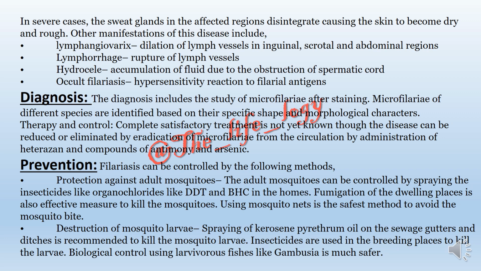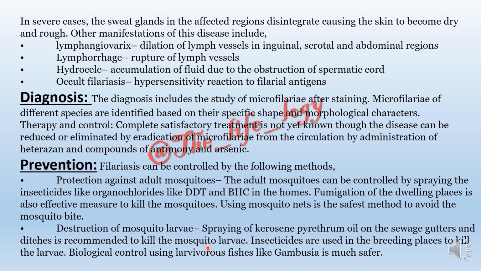So basically prevention is better than cure. So as a prevention you can use DDT, BHC, spraying of insecticides, right? Or you can use a mosquito net, which is the safest method to avoid mosquito bites.